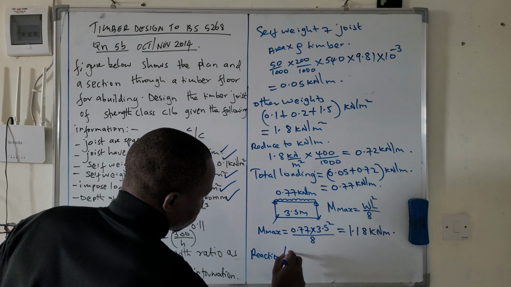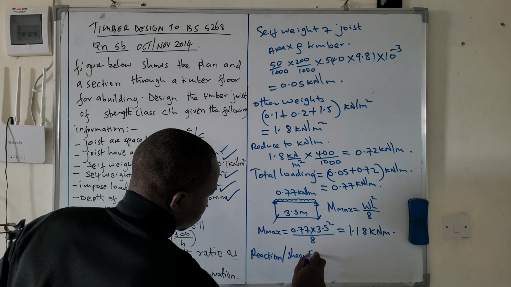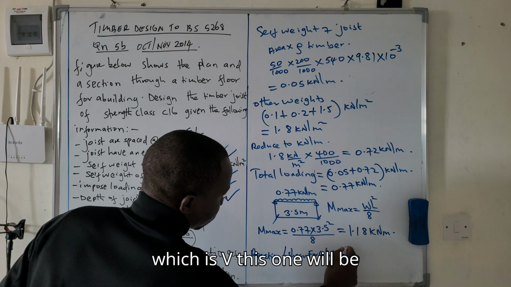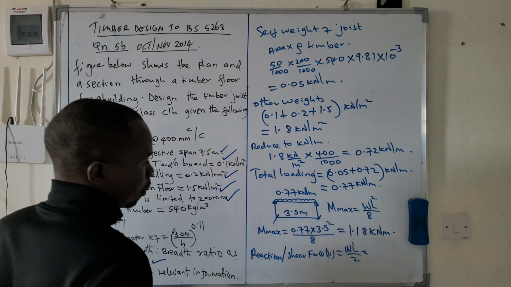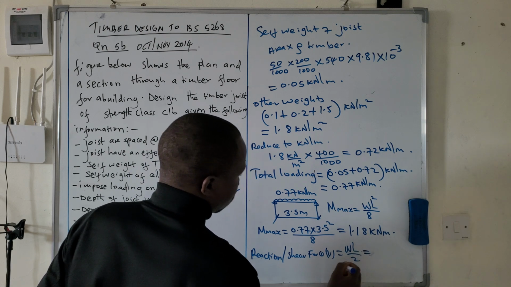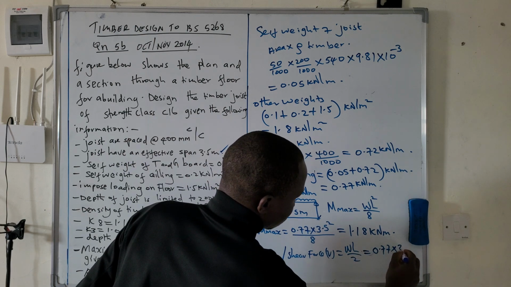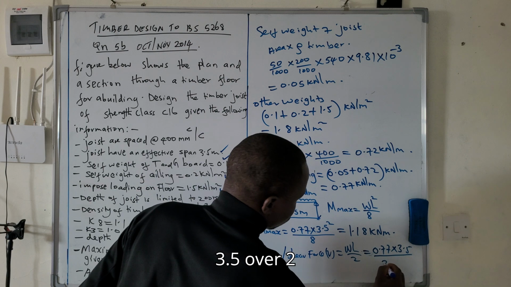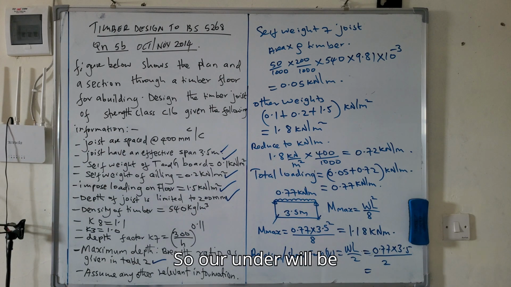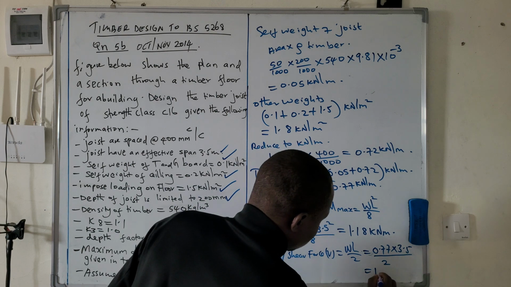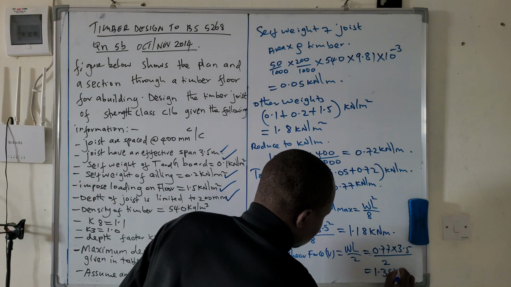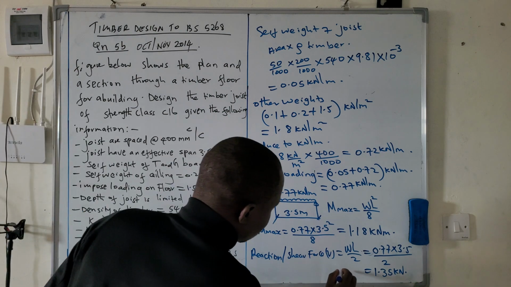Again, you can calculate your reaction, or the shear force, which is V. This one will be WL over 2. So our W is 0.77 times L, 3.5 over 2. So our answer will be 0.77 times 3.5 over 2, 1.35 kilonewton. So this is our V.